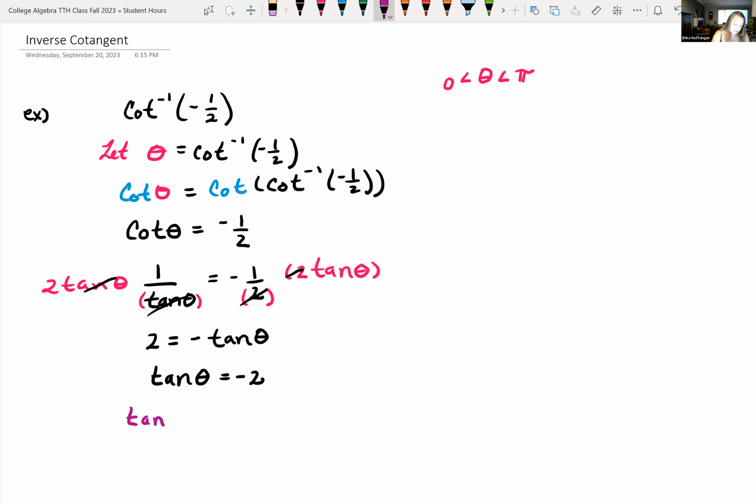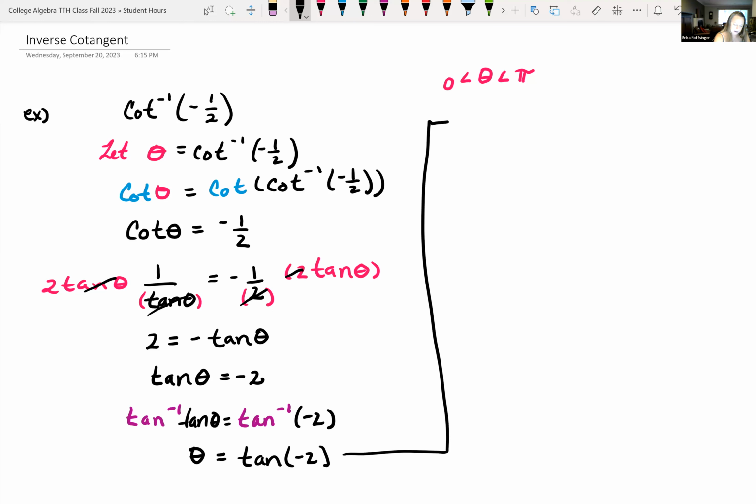So we're taking the tangent inverse of both sides of our equation. We have tangent inverse of tangent theta is equal to tangent inverse of -2. So theta is equal to tangent inverse of -2. When we plug this into our calculator, we get that theta is approximately -1.11.